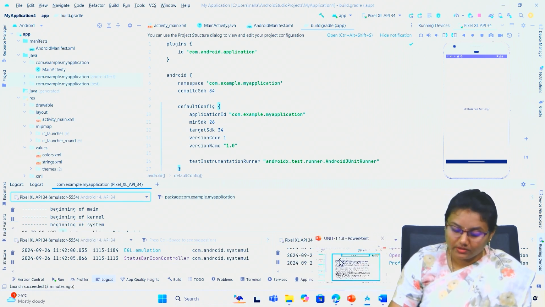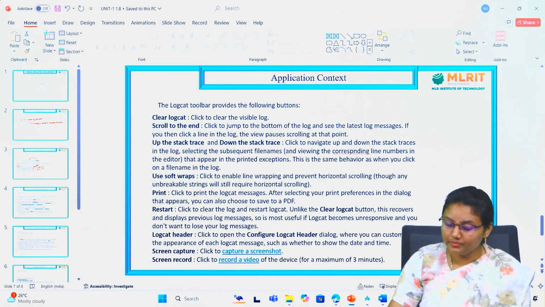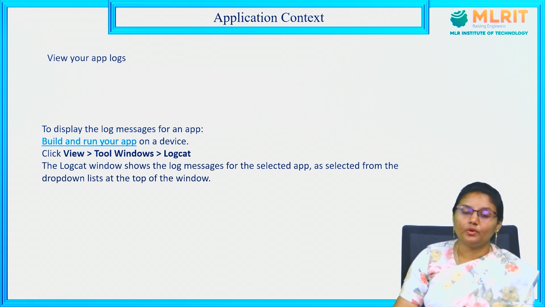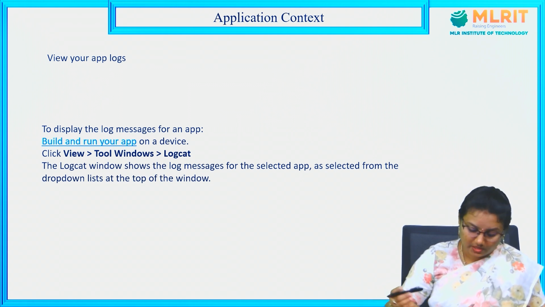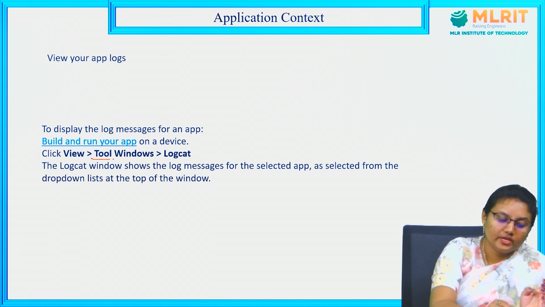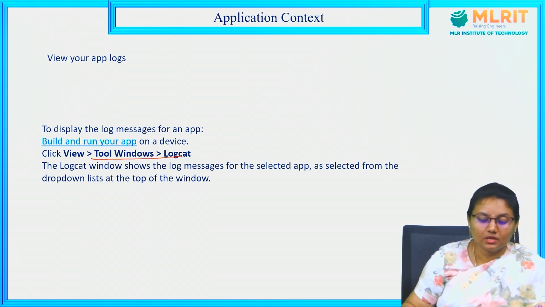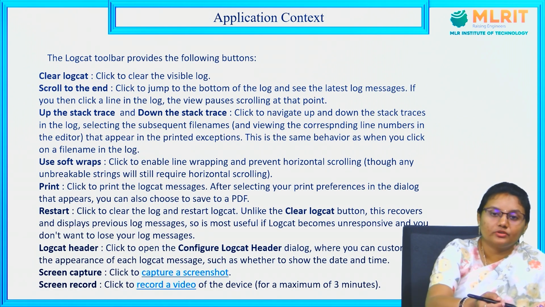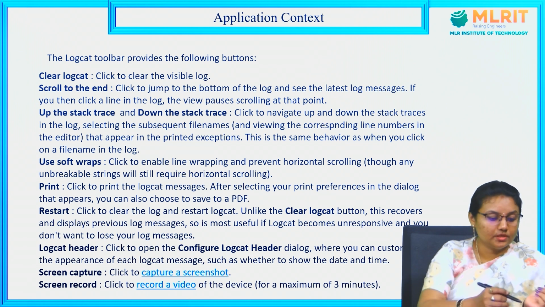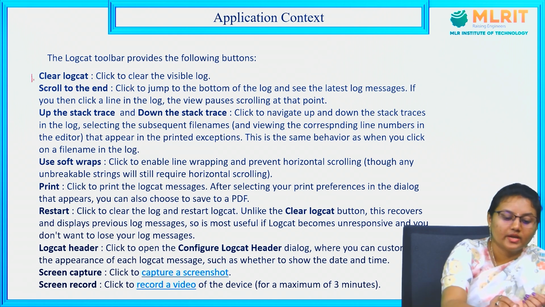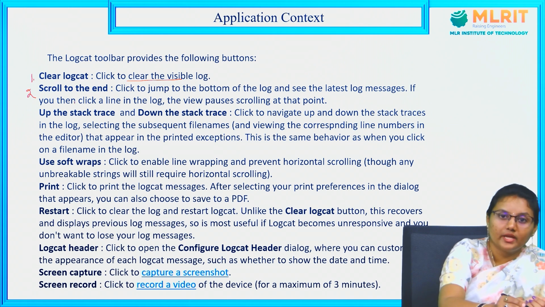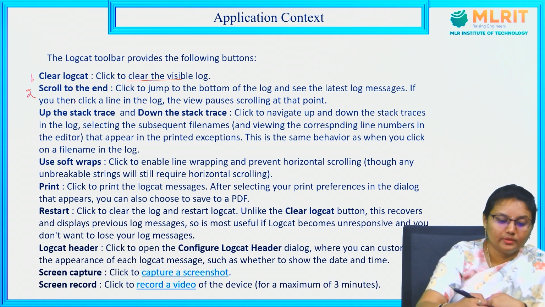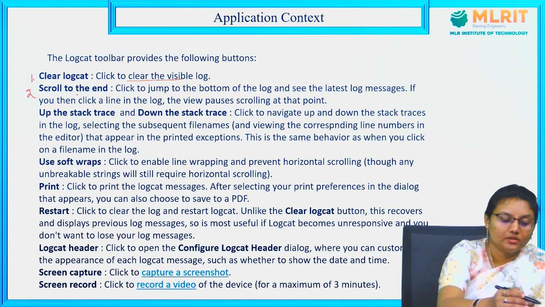Then moving further, these are the options that I have defined here. Logcat is one of the important questions. By going to View, Tool Windows, Logcat, you can directly go there and make changes. These are the options available which we have discussed now. The first one is Clear Logcat, which will clear all the visible log. The second is Scroll to End, where you want to go to the end of the page. You can just click and go to the end.